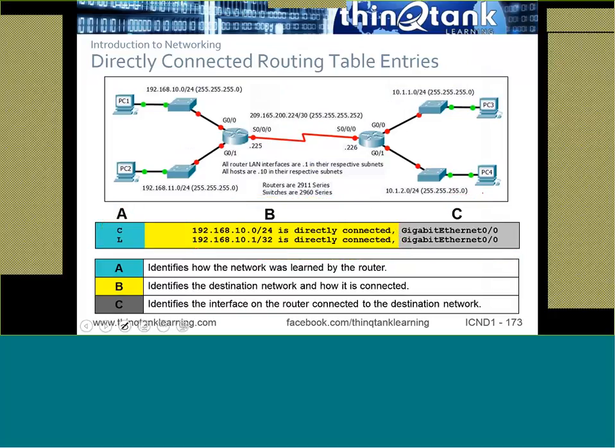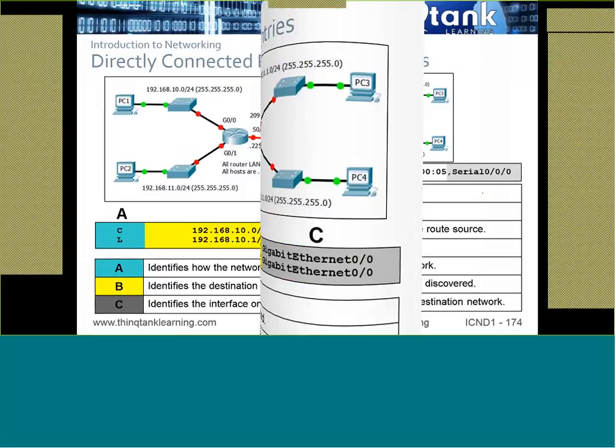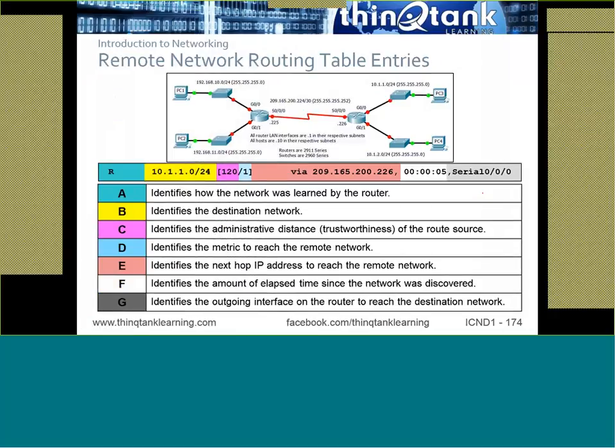Now, later on, we're going to learn all about how to set up dynamic routes. But dynamic routing table entries are not much different. You have a code that indicates how the route was learned, in this case with RIP. You have the destination network. You have how I get there. That is called the next hop IP address. And you have the interface that I go out of to reach that destination.